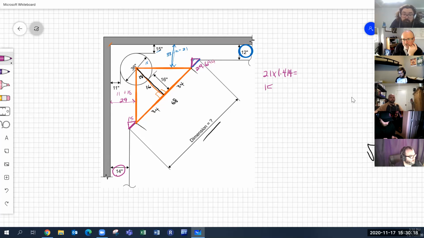So then I go 15 times 1.414. And that will give me that measurement there. 21.21. So this is 21.21. And I simply add them all together. 21.21 plus 68 plus 34 gives me this dimension.